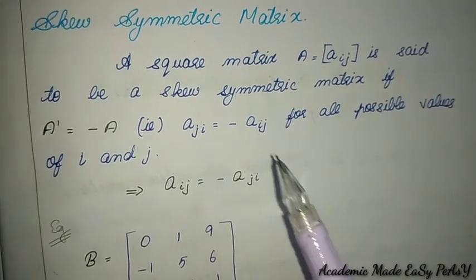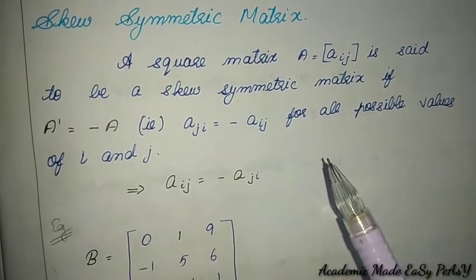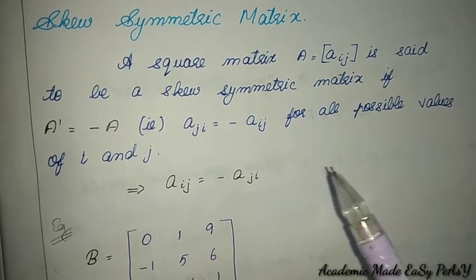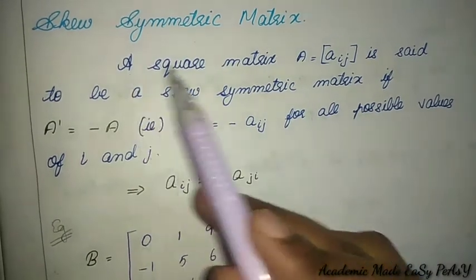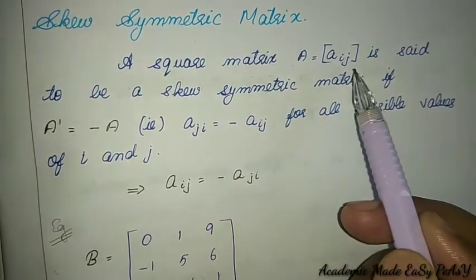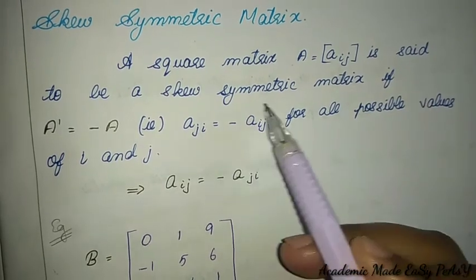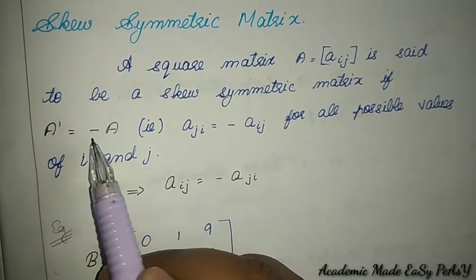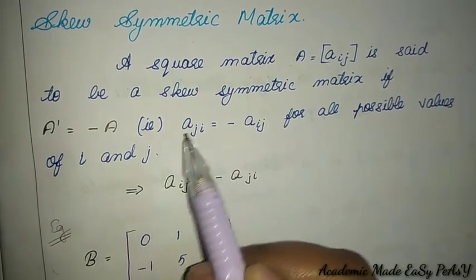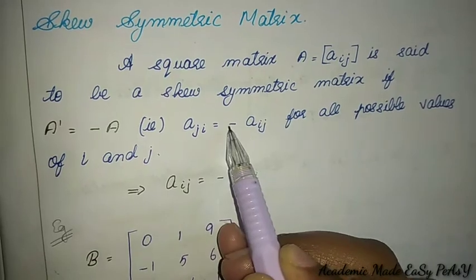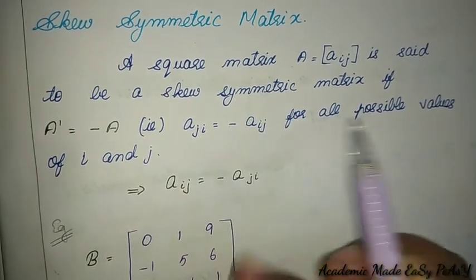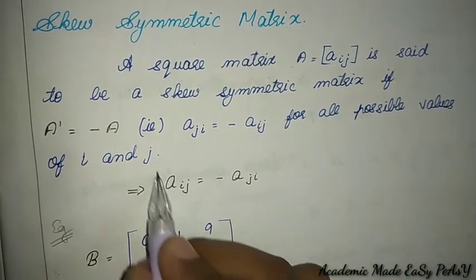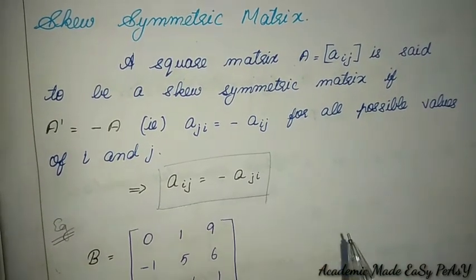Next, let's learn about skew symmetric matrix. There's a slight change in the skew symmetric matrix. A square matrix A = [aij] is said to be a skew symmetric matrix if A transpose is equal to negative of matrix A, that is, aji is equal to minus of aij for all possible values of i and j. This is the condition for a skew symmetric matrix.